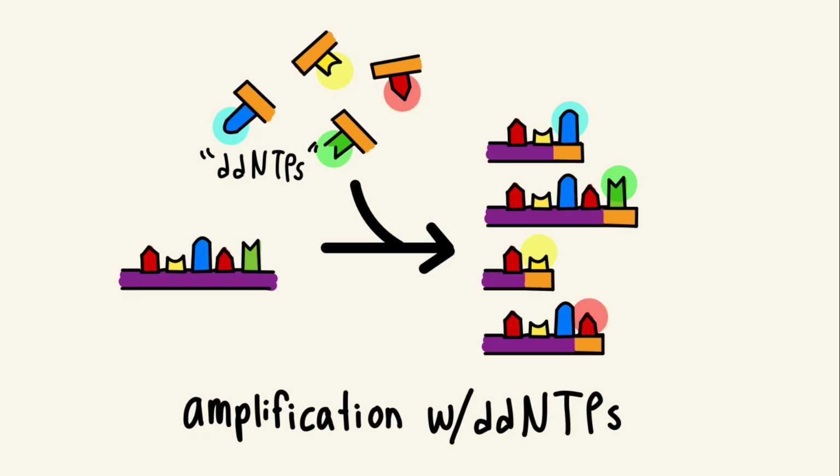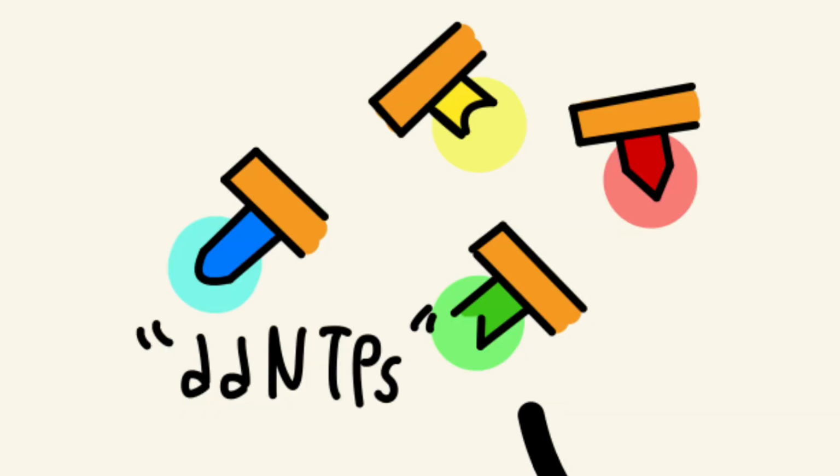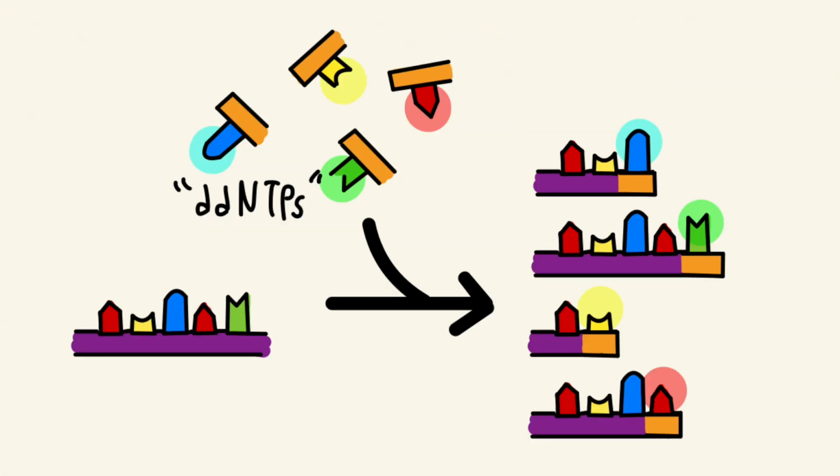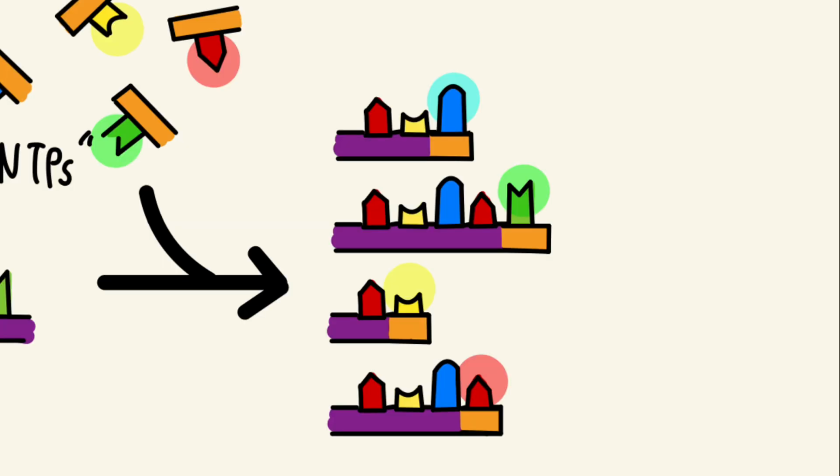However, for this amplification, dideoxyribonucleotides, which are called ddNTPs, are added as well. These nucleotides terminate the chain when added, meaning when used in amplification, they create unevenly lengthed DNA barcode fragments. Each of these fragments has a ddNTP on the end, and each different base of these is fluorescently labeled.